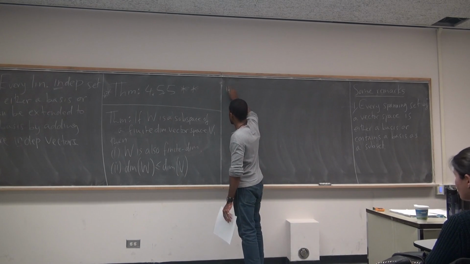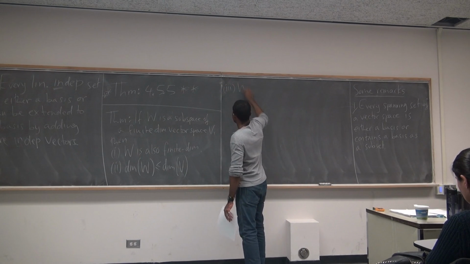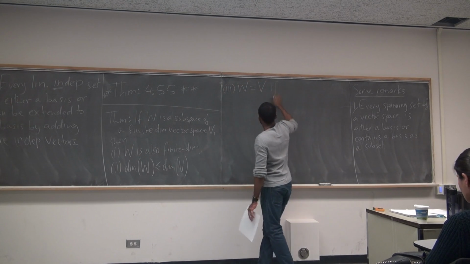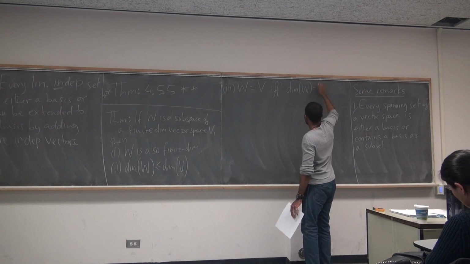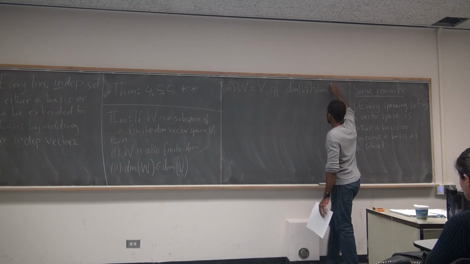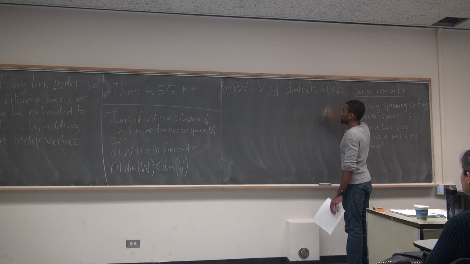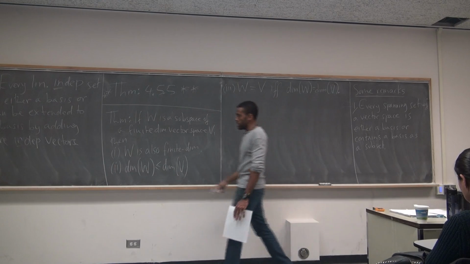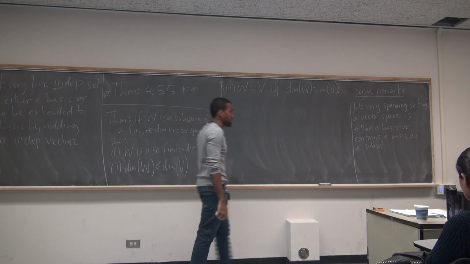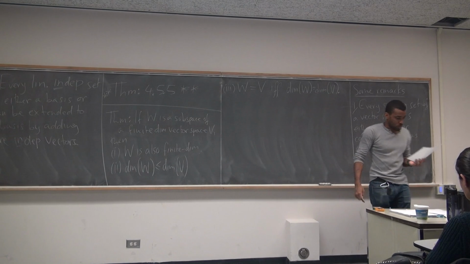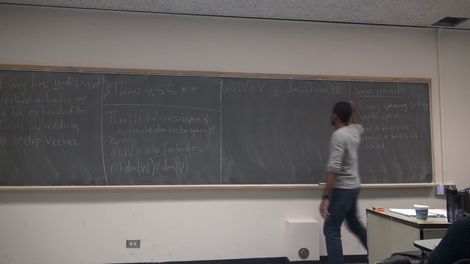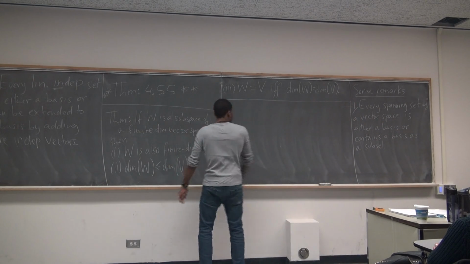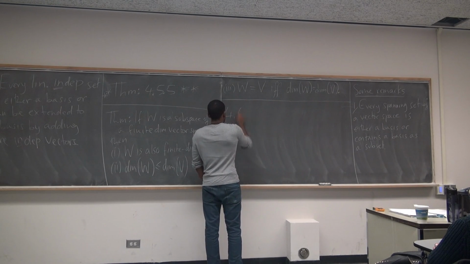And as it turns out, W equals V if and only if the dimension of W equals the dimension of V. So if you take a subspace and it has the same number of dimensions as your parent set, it's actually the whole set itself. Those are the important facts that you need to know for dimensions.